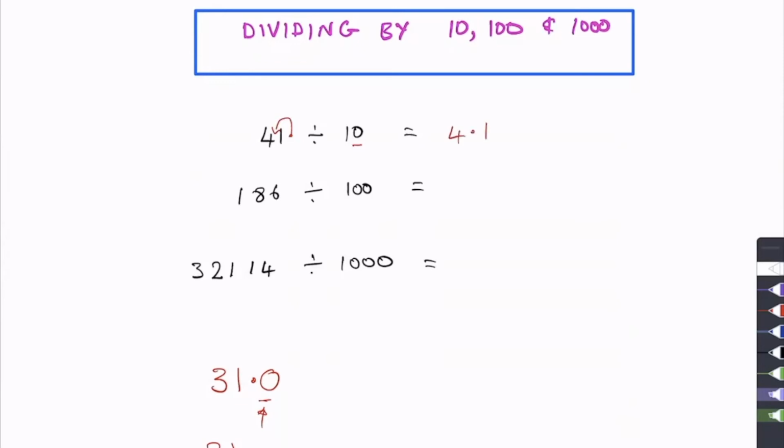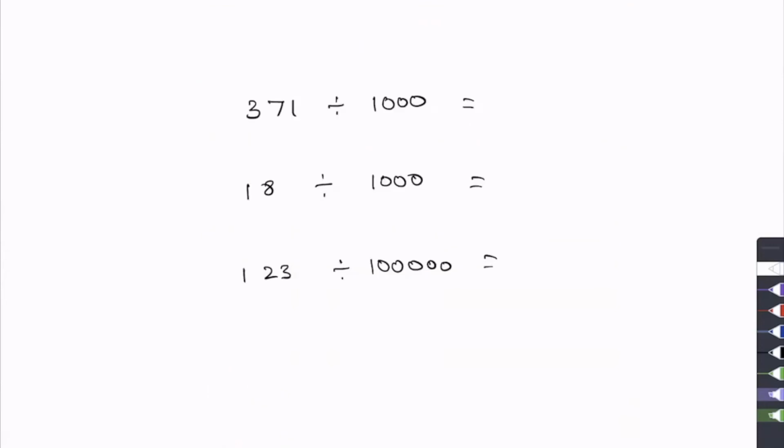In the second one, we have 2 zeros. So the decimal point is right at the end. We move it 2 places to the left, goes between the 1 and the 8, gives you 1.86. And the last one, we have 3 zeros after the 1. So the decimal point moves 3 places to the left, and it goes between the 2 and the 1. That's 32.114. Have a go at the next 3 questions, pause the video, and come back once you've completed them.